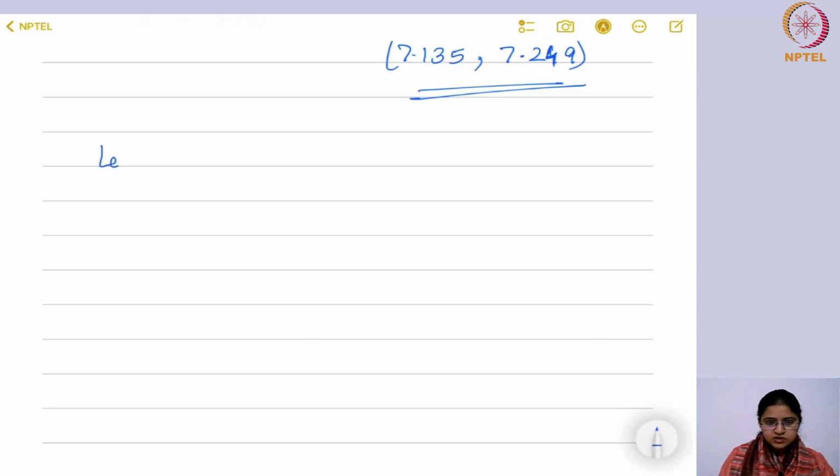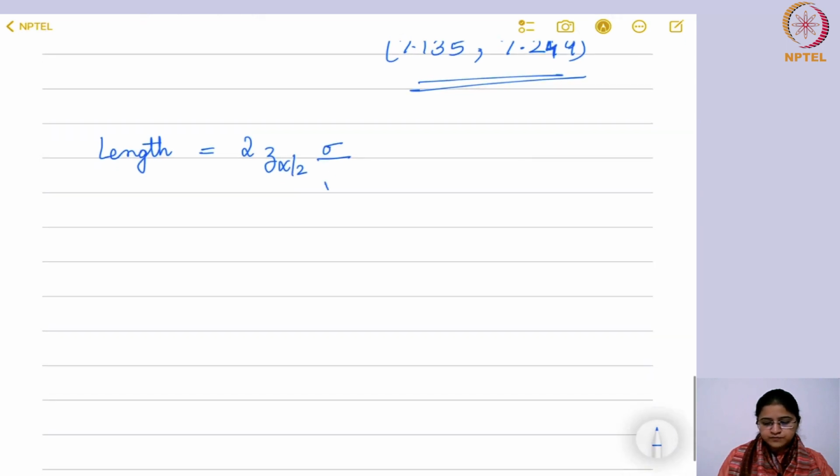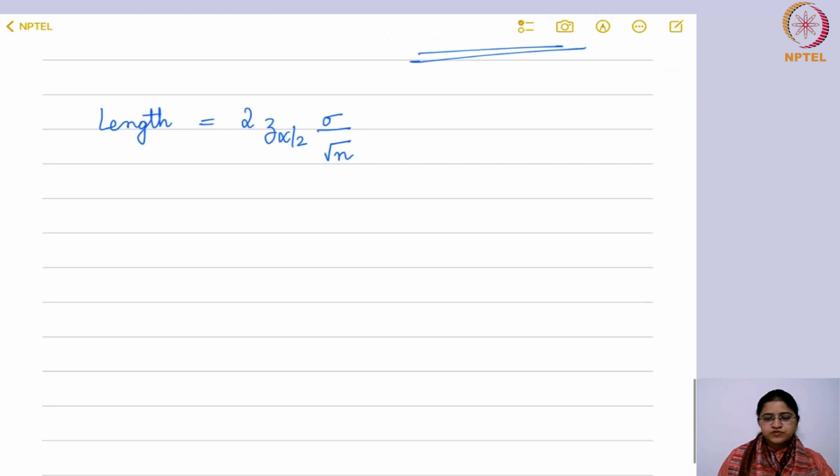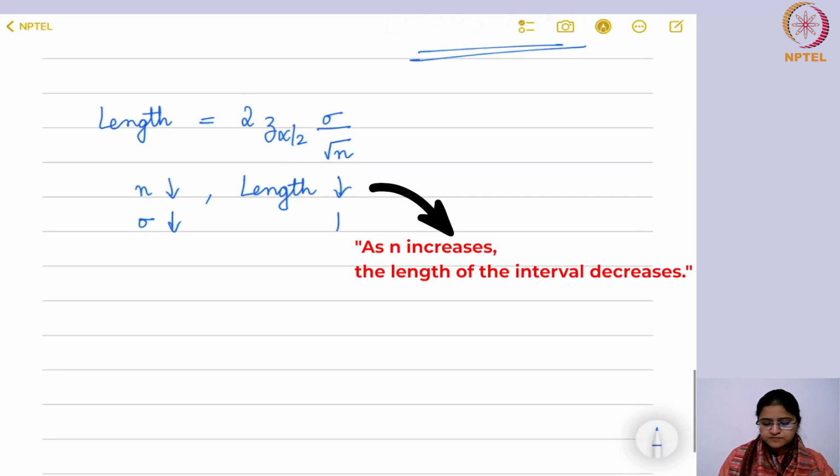So we have seen that the length of the z interval is twice z alpha by 2 sigma by root n. If n increases, then the length would decrease. If sigma decreases, then again the length would decrease. Now what about this z alpha by 2? If this also decreases, then this length will also decrease.